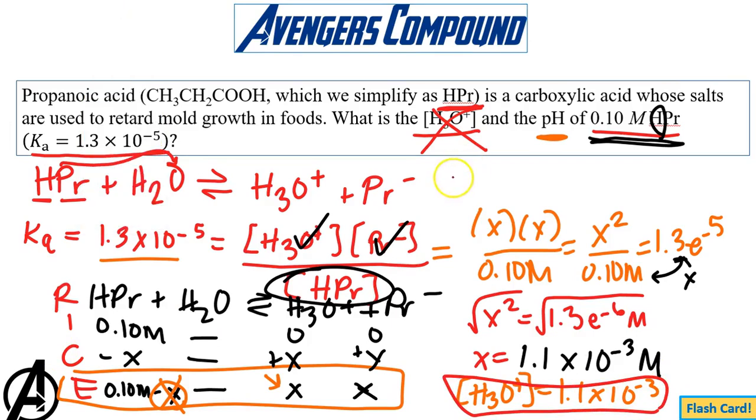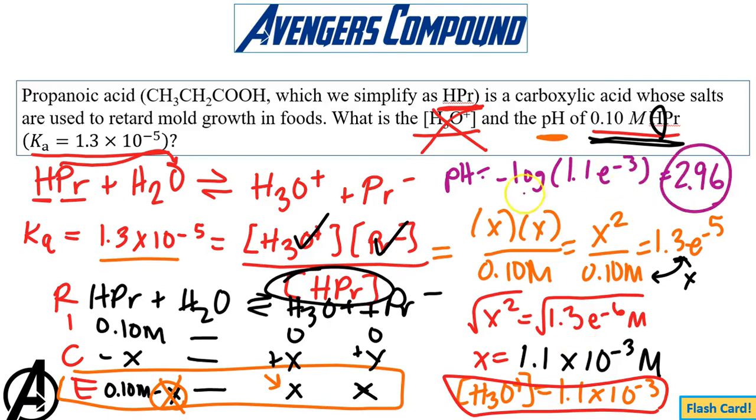Our pH value is going to equal the negative log of 1.1 times 10 to the negative 3. And so our pH is going to be negative log of 1.1 times 10 to the negative 3, which is equal to 2.96. So we have effectively gotten both the answers that this question wants.